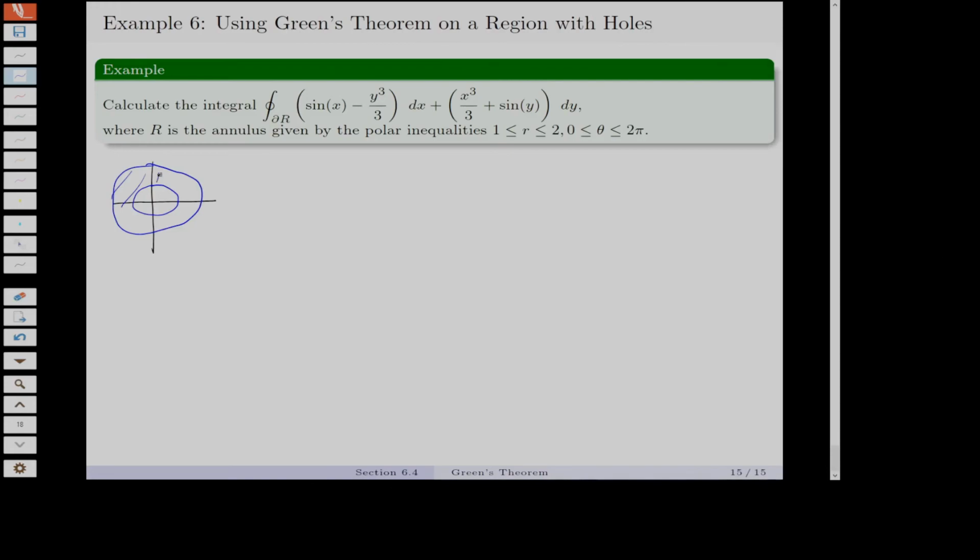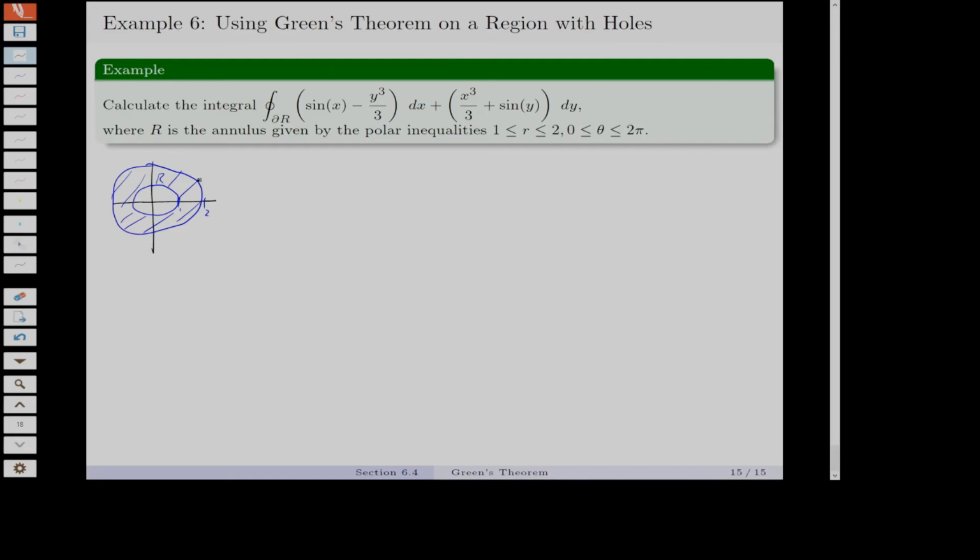So this is our region R. It's given by the polar inequalities: r goes from 1 to 2, and theta goes all the way around, 0 to 2 pi. Again, if I was computing this as a line integral, I'd have these 2 separate pieces, so I'd have to create 2 separate parameterizations, and we've got a really messy function that we're integrating. So what I'm going to do is use Green's theorem, by imagining this as being split.